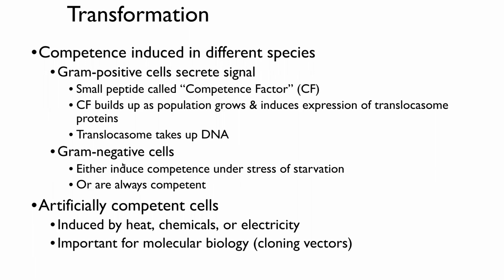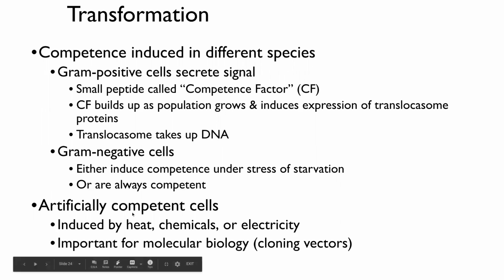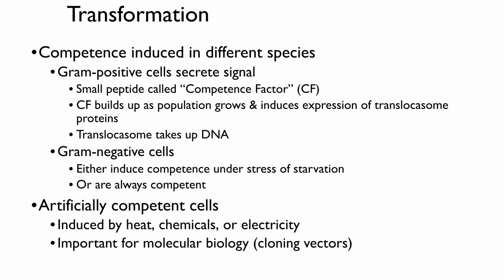In gram-negatives, so with the small cell walls, they either induce competence under stress, typically via starvation, but could be a couple other different ways. It's either through stress or they're always competent, so they're always ready to take up foreign DNA. And then finally, we can also have what we call artificially competent cells, and these are things you can do in a lab, right? You can induce that by heat or chemicals or electricity, and these are important for molecular biology and molecular biology tools.